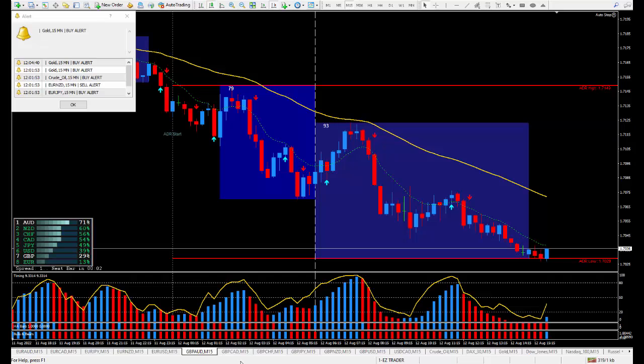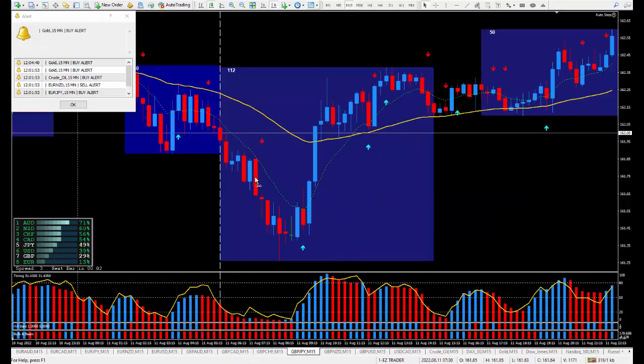Moving right along, all these pound pairs are all repeating the same thing over and over. I think I can do 2 more. They're all very good. Pound CAD, pound Swiss. I happen to like pound yen. So let's look at this one.